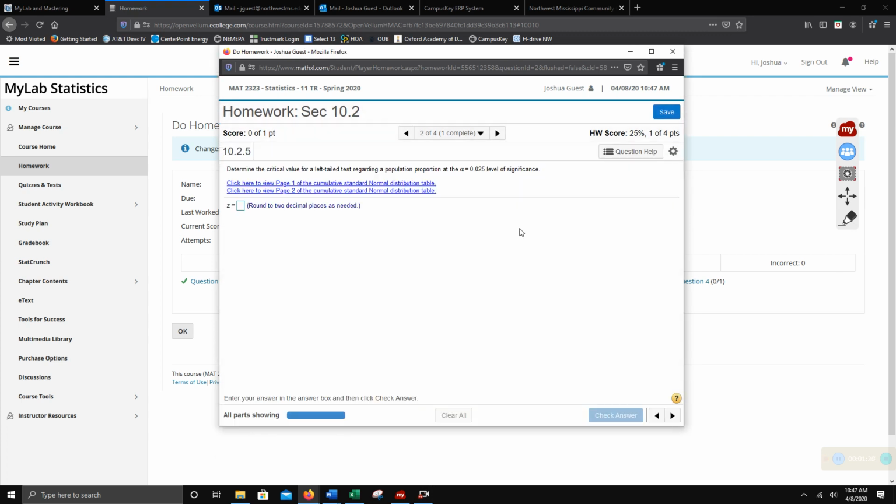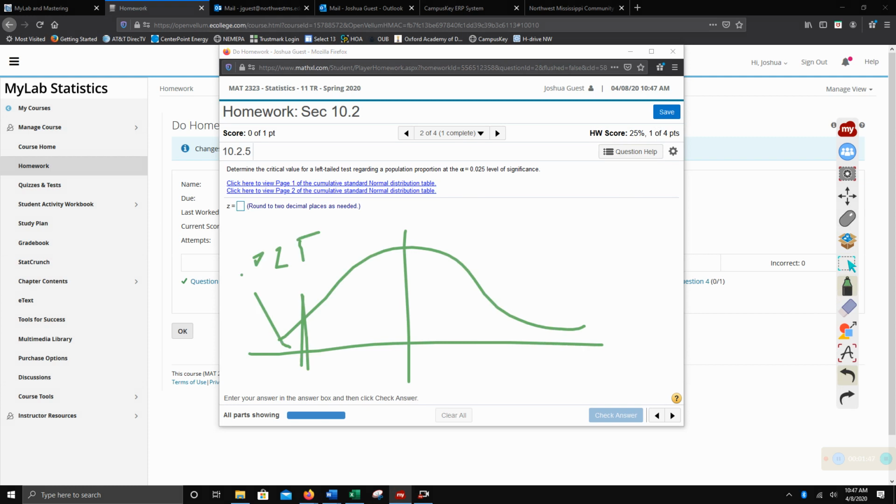Let's look here. All right, determine the critical value for a left-tailed test, right? Left-tailed is going to be less than, and alpha is 0.025. So let me draw this out for you. We're going to have this normal curve, and this little area here is going to be 0.025, okay? That's that little area over there. So remember, less than is actually that number. If that was to the right, we'd need to do 1 minus that to get to the left. But here, 0.025, that's what that is.